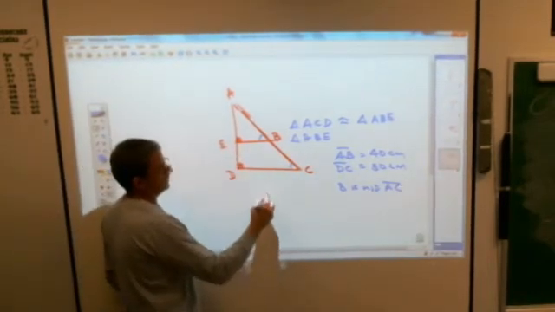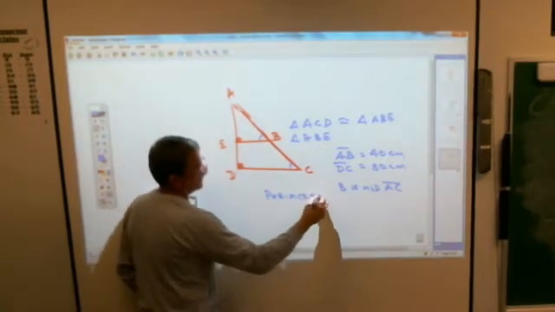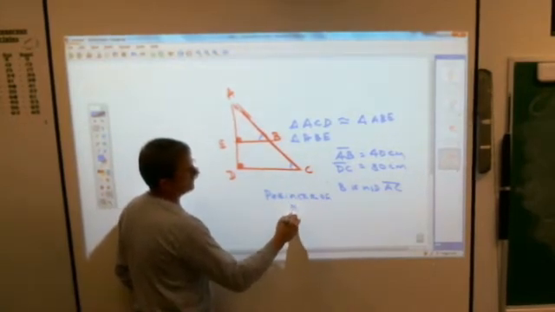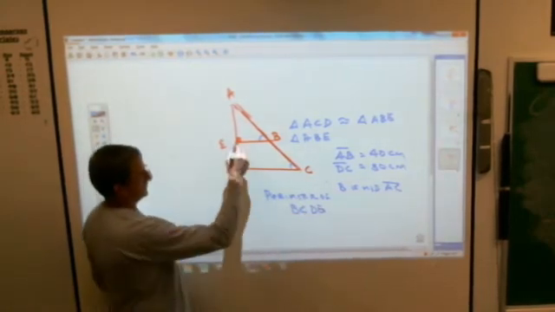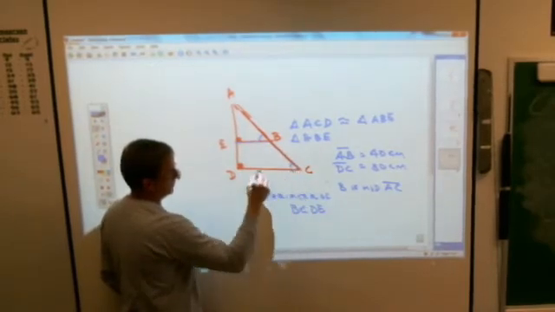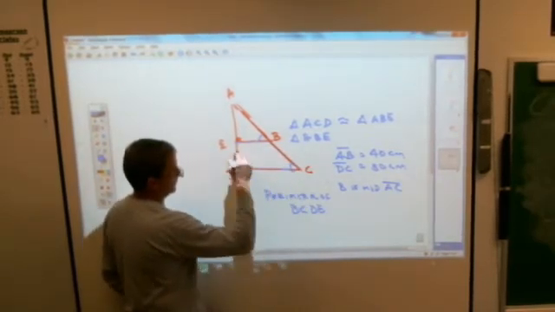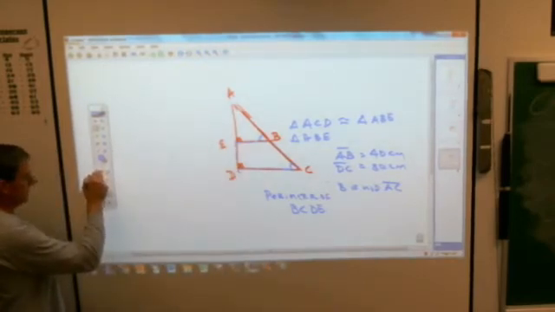BCDE. We are looking for the perimeter of BCDE, which is this thing. I'm looking for the distance around this shape right here. So that means, I know this. Let's write down what we do know.